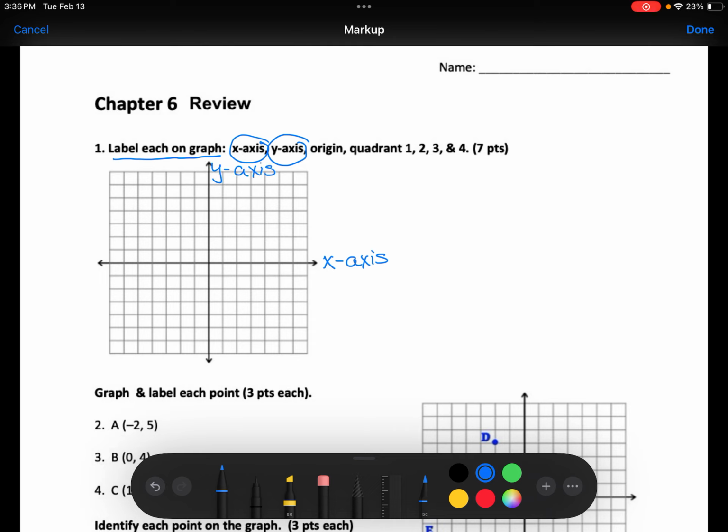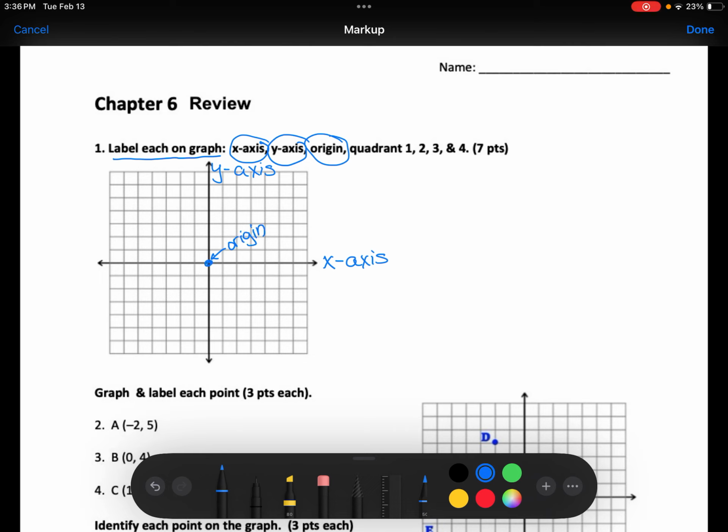Next is the origin, and the origin is right where the two of them cross. Okay, that arrow doesn't really point to the right place, but right where the two cross. Okay, so there's the origin. So right here is the origin.